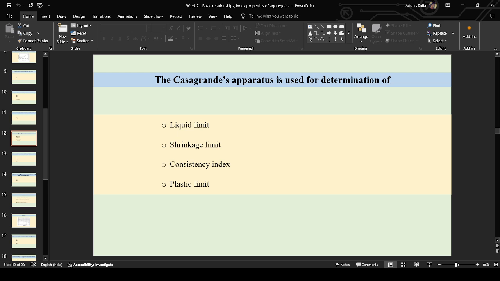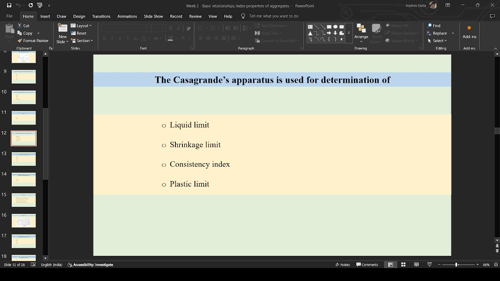Yes, sir. Okay, so what is consistency index? Consistency index is liquid limit minus natural moisture content divided by plasticity index. Very good. And what does it determine? What does it signify? A high value of consistency index and a low value of consistency index, what will that signify?